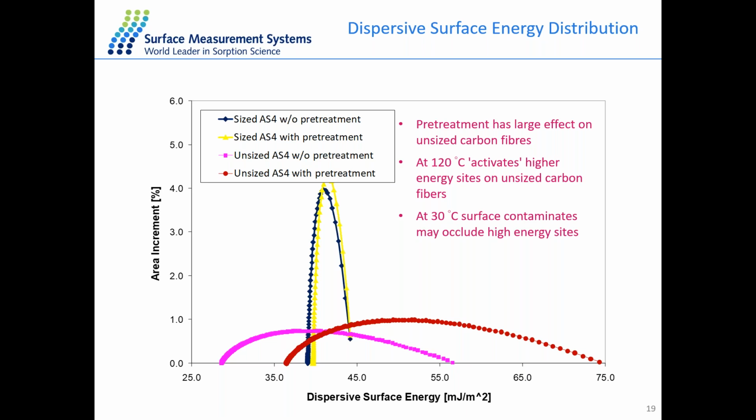So what's that telling us? That at 120 degrees, we've activated some sites on our carbon fibers. And this means that our probes can now penetrate into these sites and interact with different higher energy sites. This will give rise to a more heterogeneous surface. However, if we just carry out the experiment at 30 degrees, we will see that our probes don't reach any of those sites because they may be blocked. And this will give rise to narrower peaks and therefore a more homogeneous surface.